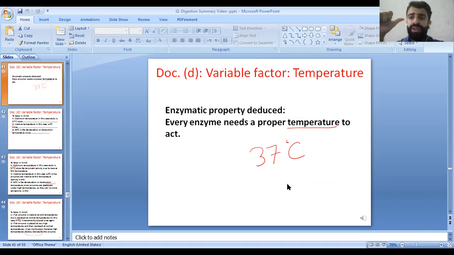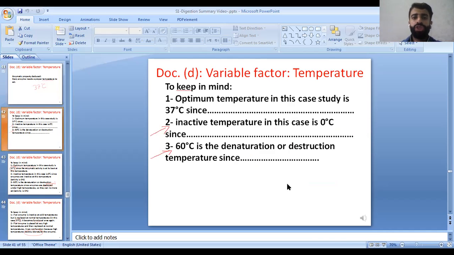Number one, every enzyme works on a specific substrate. Number two, every enzyme works in proper pH medium, whether acidic, basic, or neutral. And every enzyme works at proper temperature, which is about 37 degrees Celsius. So you have to keep in mind that optimal temperature in this case study is 37.